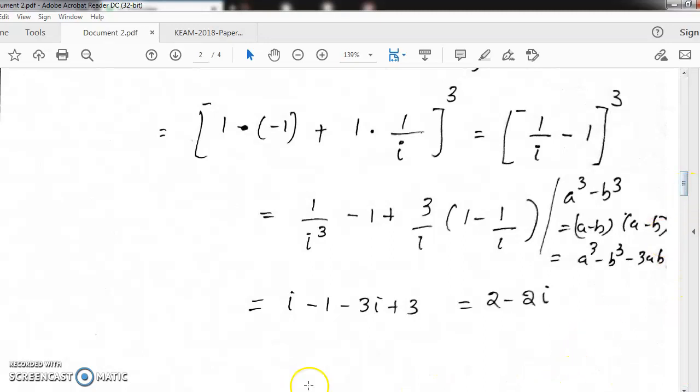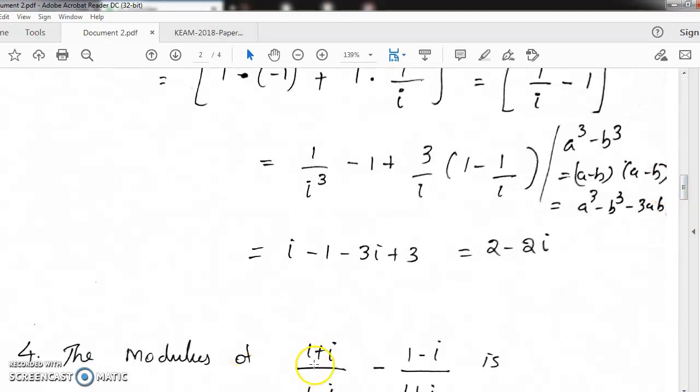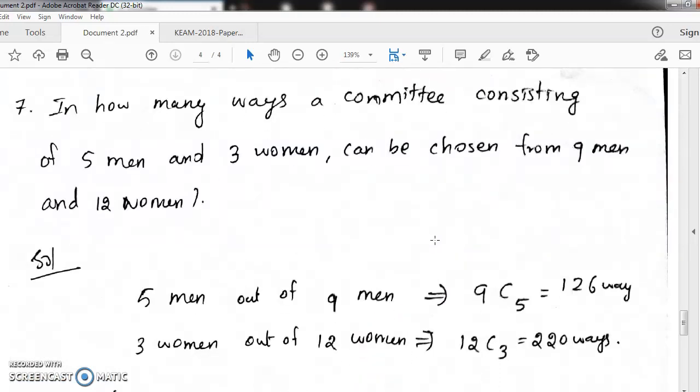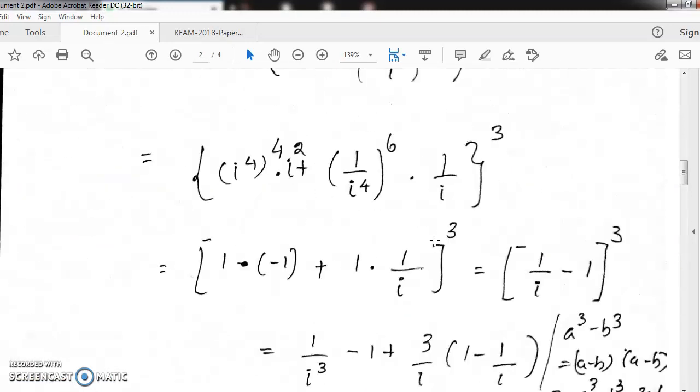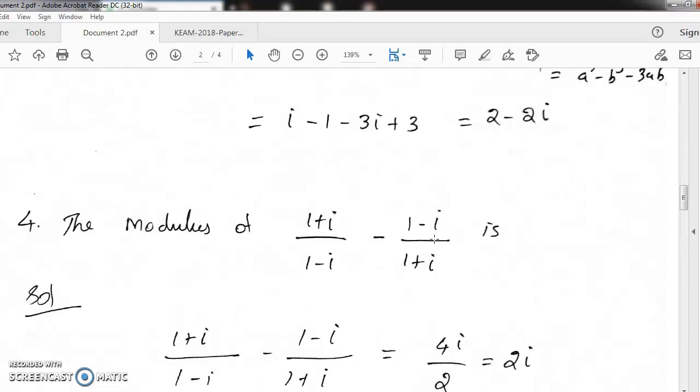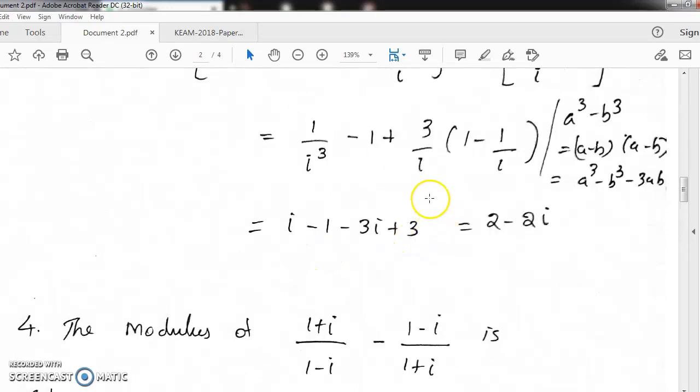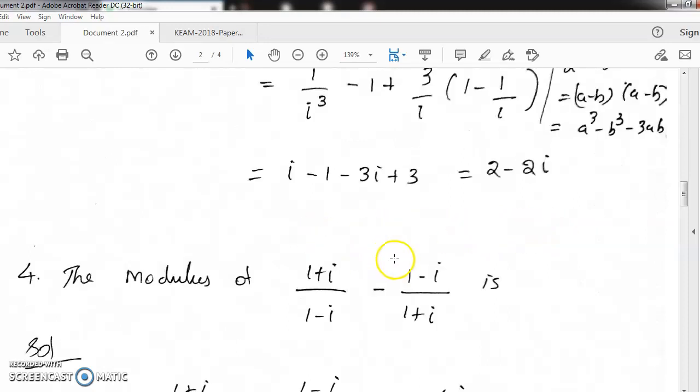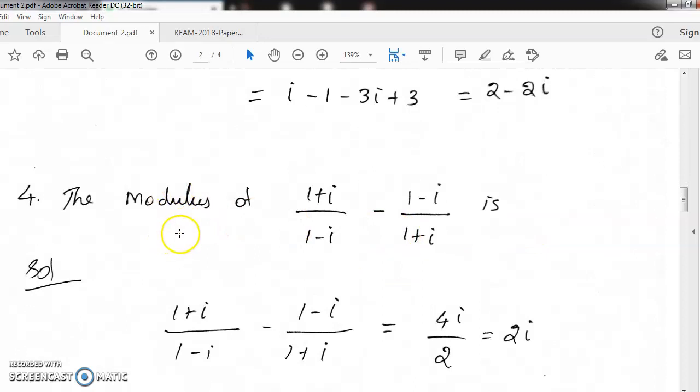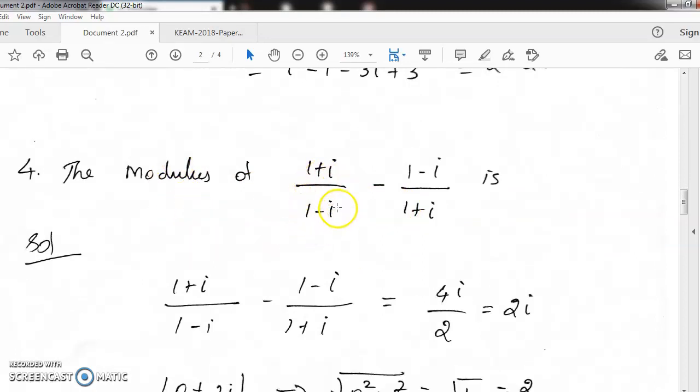So it is a cube plus b cube plus 3ab into (a plus b). So the answer will be like this: 2 minus 2i.